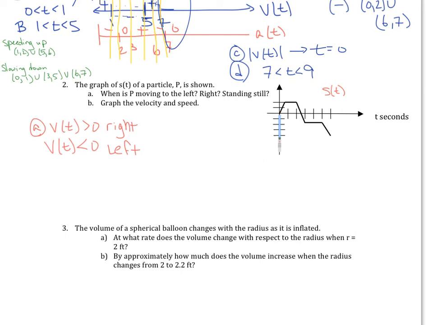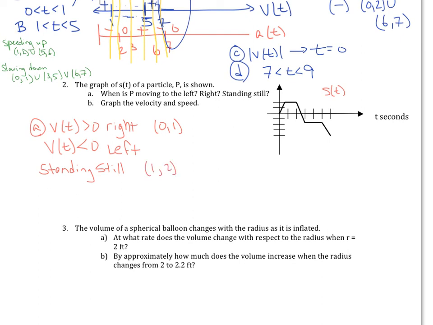So over here, the slope is positive between 0 and 1, so that means it's moving to the right. So that would be between 0 and 1. Let's take a look at the next slope. The next slope is horizontal. That's not right or left. It's standing still. So let's add that in. Standing still. That would mean the velocity is 0, and that happens when I have the horizontal tangent. That's between 1 and 2.